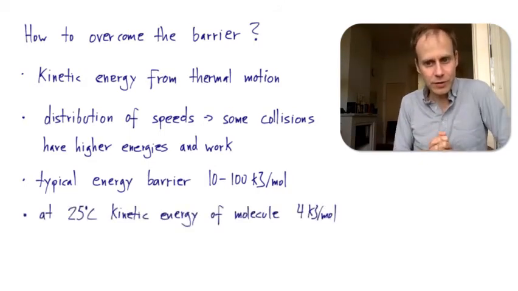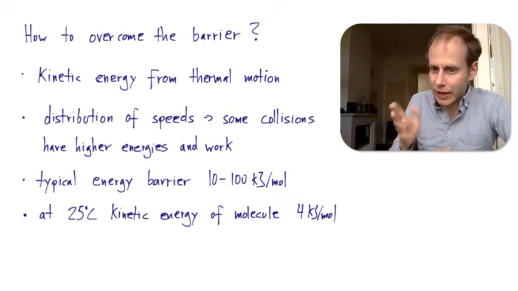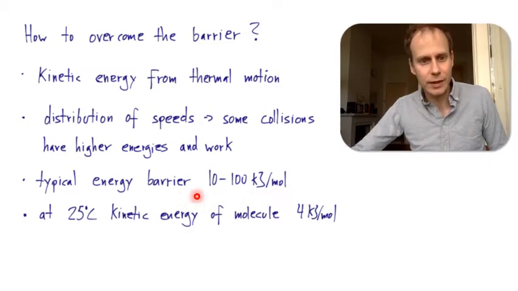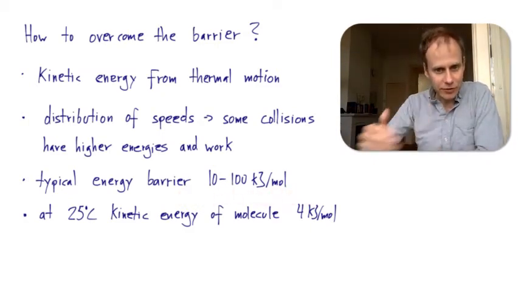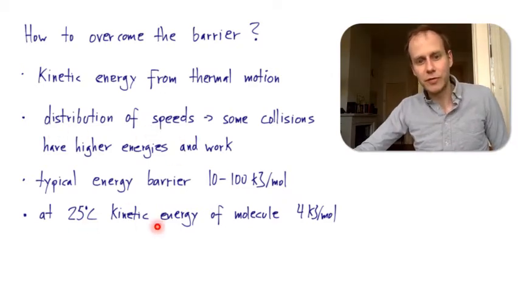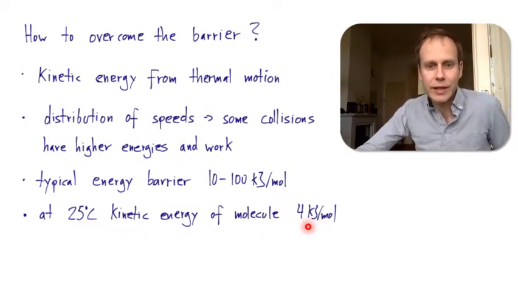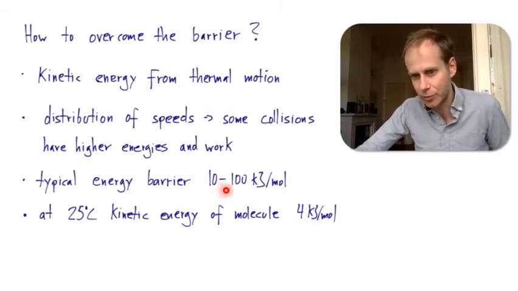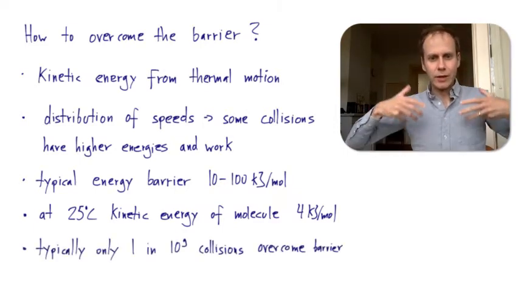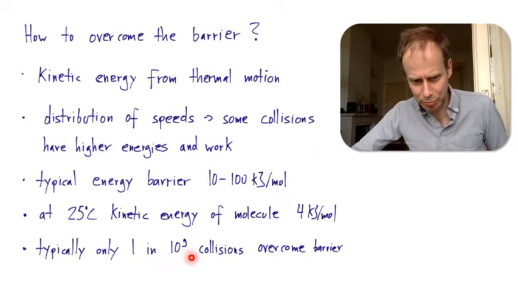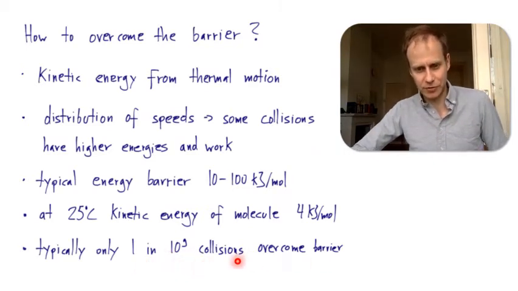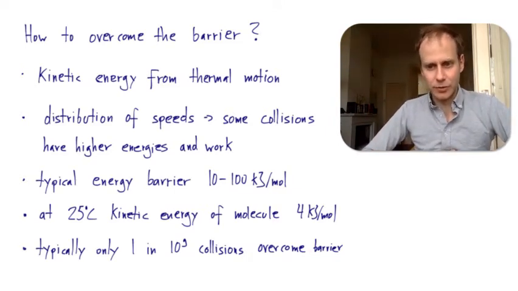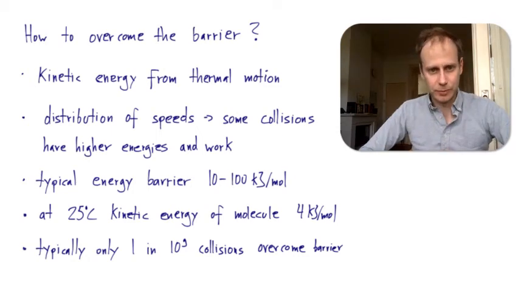But at 25 degrees, the average energy of one molecule is only 4 kilojoules per mole. So you see, that's not enough to overcome the energy barrier. But since there is such a distribution of speeds, some of the molecules also at 25 degrees Celsius have a higher energy than 4 kilojoules per mole. So even a higher energy than 10 kilojoules per mole. But it's only a small fraction. So typically only 1 in a billion collisions really overcomes the barrier. So you see, this is another thing that affects this K value. So not all collisions are successful.